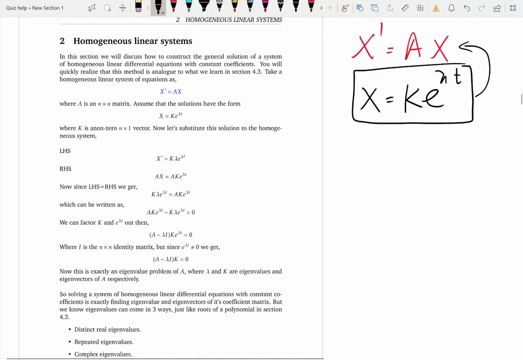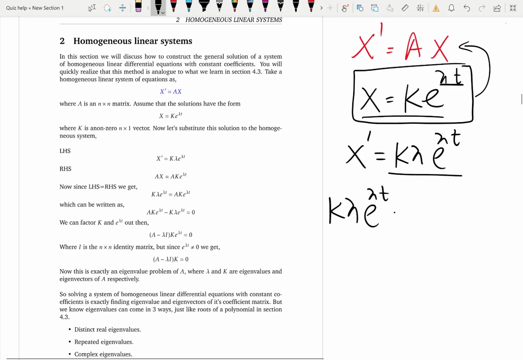Now what we are going to do is substitute this into the system of differential equations. To do that we have to find x prime, right? So let's differentiate x with respect to t. When you differentiate with respect to t, lambda comes out. So x prime is K lambda e to the lambda t. Alright, so we have x prime here. Now let's substitute. K lambda e to the lambda t, which is x prime, is equal to A times x, which is K e to the lambda t.